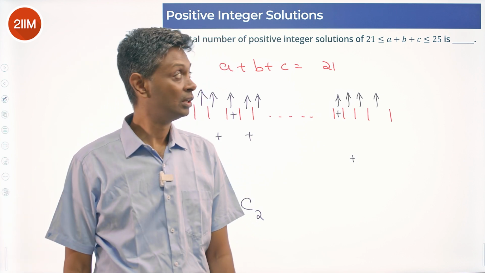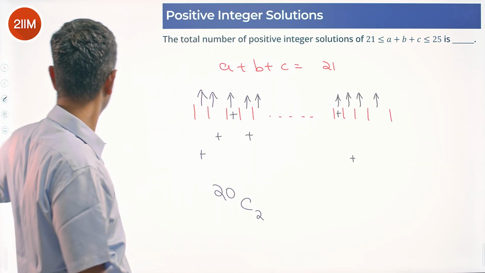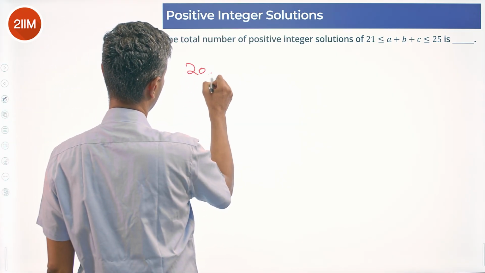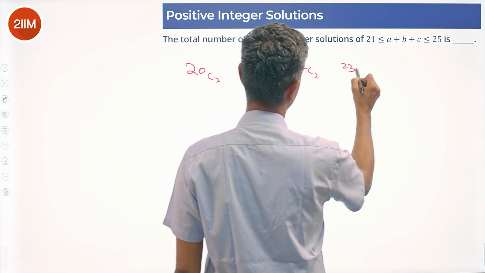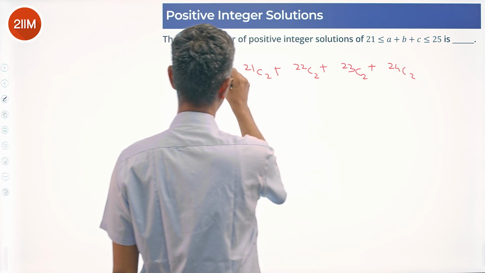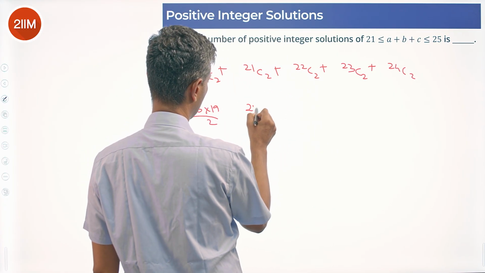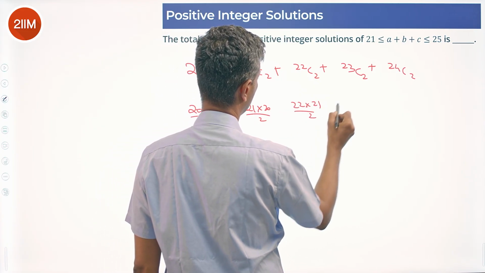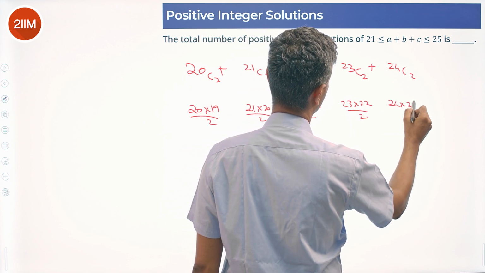In our case, A plus B plus C could be 21, 22, 23, 24, 25. So the total number of ways of this happening is 20 C 2 plus 21 C 2 plus 22 C 2 plus 23 C 2 plus 24 C 2. That is 20 into 19 by 2, 21 into 20 by 2, 22 into 21 by 2, 23 into 22 by 2, 24 into 23 by 2.